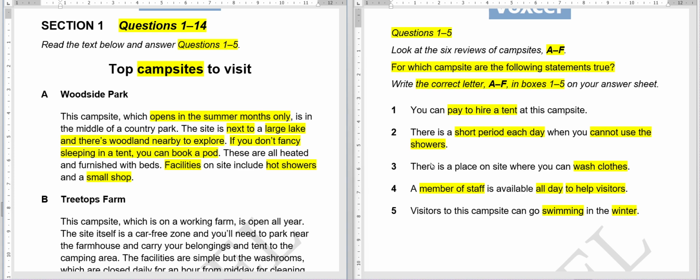Second, there is a short period each day when you cannot use the shower. Is there any mention of not being able to use showers? No. So this can be our answer. Third, is there any mention of washing clothes? Obviously not. Is there any mention of a member of staff available to help you? No, there is no mention of that either. Fifth, we have already established this cannot be our answer. So in A paragraph, we do not have any answer. So this is the paragraph which is, you can say, free.